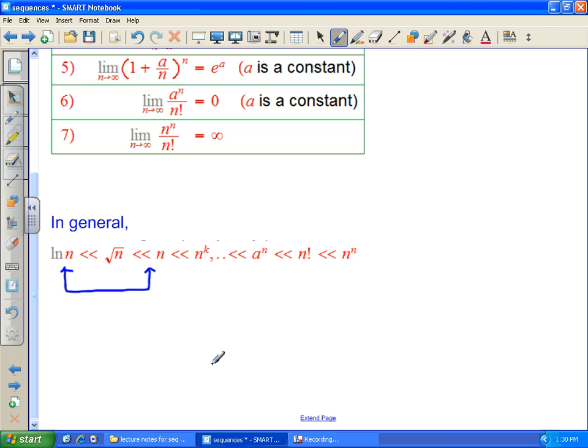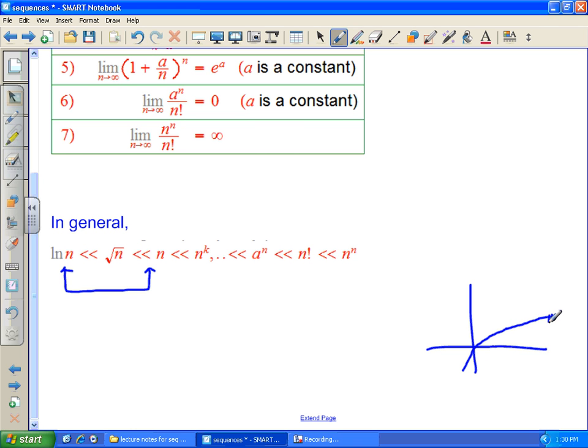Just so you have a preview of the situation, basically ln n is one of the slowest growing functions there ever is. Okay, it grows very slowly. And if you look at the graph of the ln function, it looks something like this. It grows very, very slowly. It's rising, but it's rising very slowly.